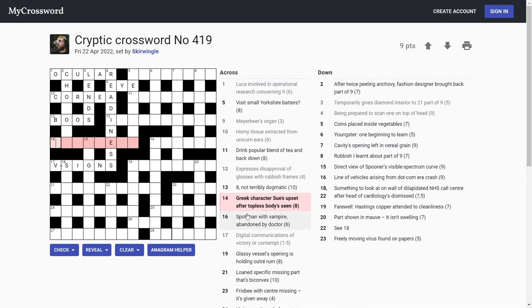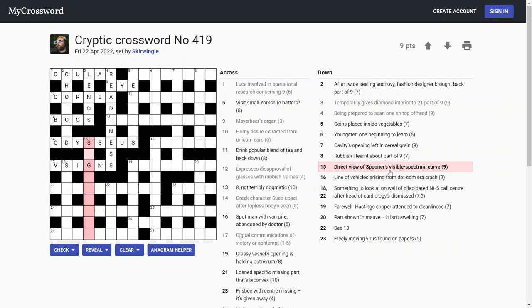Greek character sues upset after topless bodies seen. Greek character. So this may be a Greek letter or somebody from Greek mythology. So I think it's ending with an anagram of Sue. Sue's upset. Theseus, something like that. Perseus. Topless body, so we want a word for a body without the first letter. Oh, what's that going to be? Odysseus and Perseus both don't fit, do they? Odysseus? Yes. Look at that, staring you right in the face. It's just there, look, bodies, topless bodies. Take the B off, we get ODYS, and we get Odysseus.